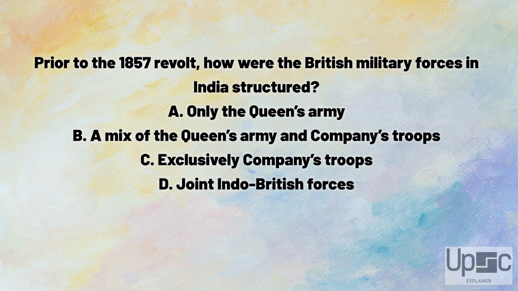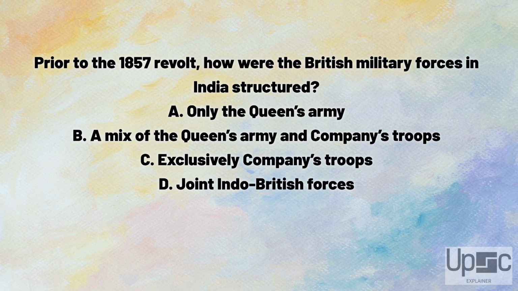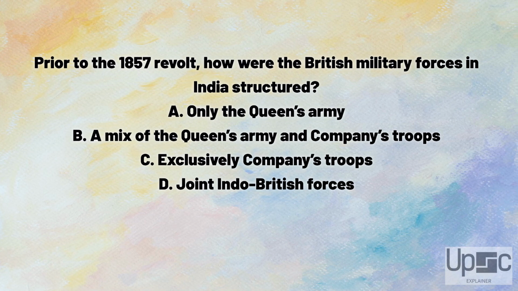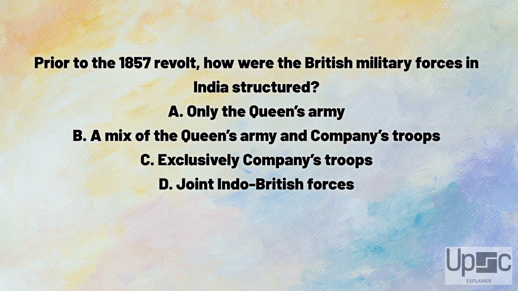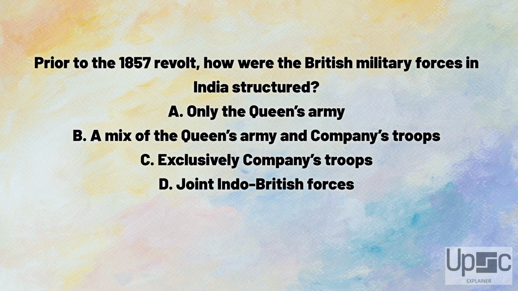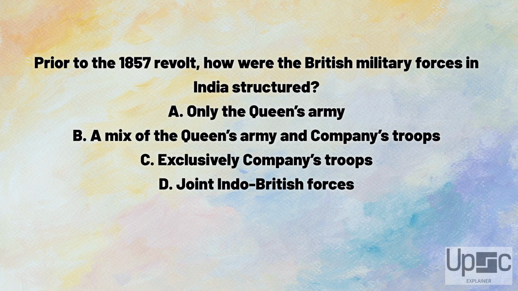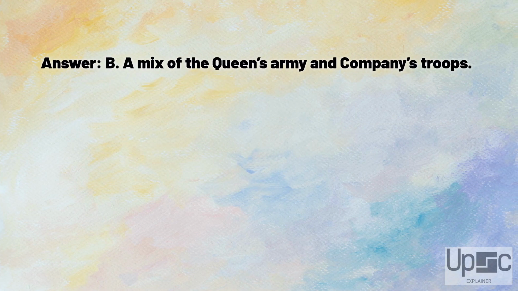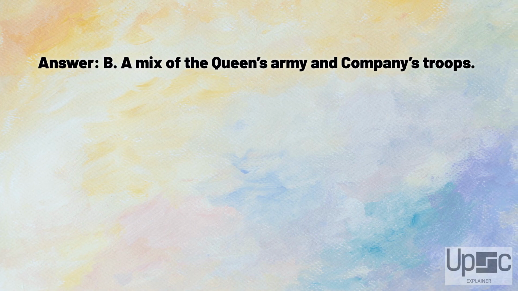Prior to the 1857 revolt, how were the British military forces in India structured? A. Only the Queen's Army. B. A mix of the Queen's Army and Company's troops. C. Exclusively Company's troops. D. Joint Indo-British forces. Answer. B. A mix of the Queen's Army and Company's troops.